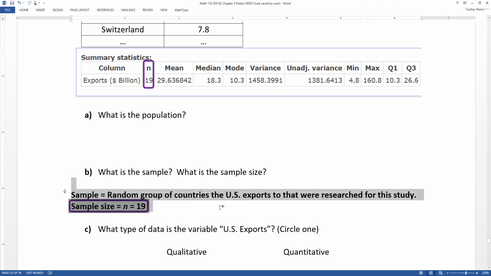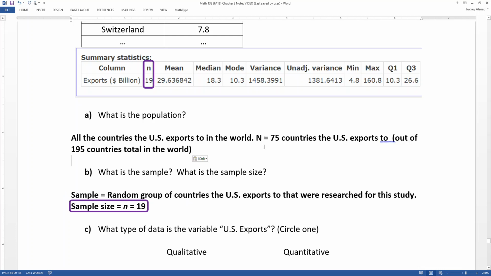All right, now what is that a sample of? Right, the 19 countries that they sampled were 19 countries that the U.S. exports to, and that is a sample of all the countries that the U.S. exports to. A quick Google search reveals that that is 75. So there are 75 countries currently that the U.S. has trade relations with. Now, keep in mind that's not all the countries in the world. There are 195 countries total in the world, and we don't export to all of them for whatever reason. So 75 countries the U.S. has official trade relations with. So that's probably the population.